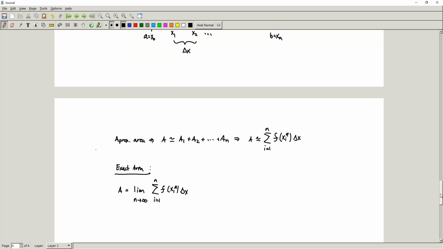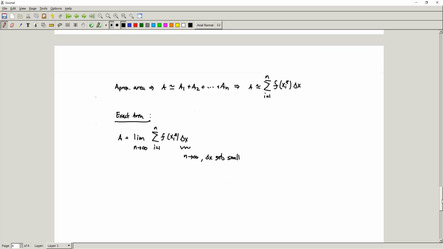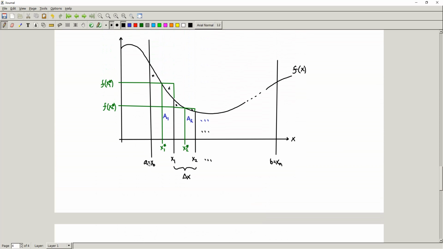So what's going on here? Well, the first thing we should mention is that as n goes to infinity, it must be true that delta x gets small, right? The more and more of these rectangles we're jamming into this finite area, I mean, we're still only going from A to B, right? So if we increase the number of rectangles we're jamming in there, the rectangles have to get smaller and smaller. So we're getting thinner and thinner slices, and we're overlapping less and less, and we're getting closer and closer to the exact answer, right?